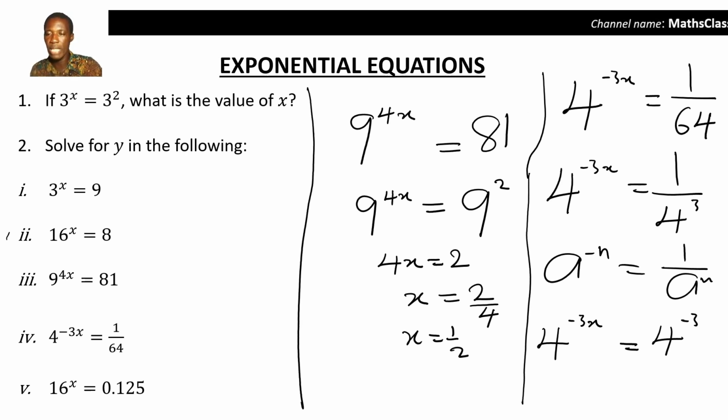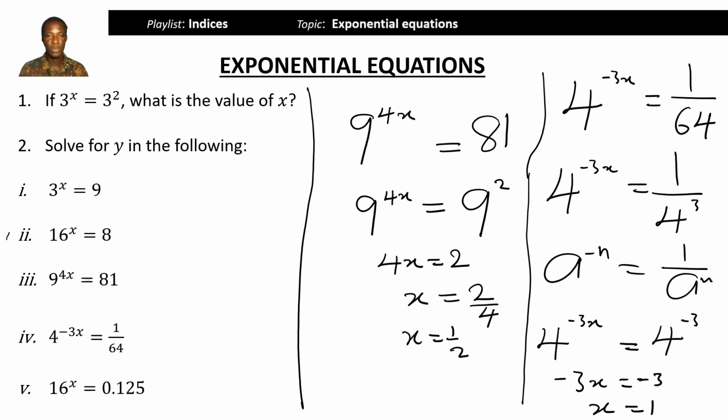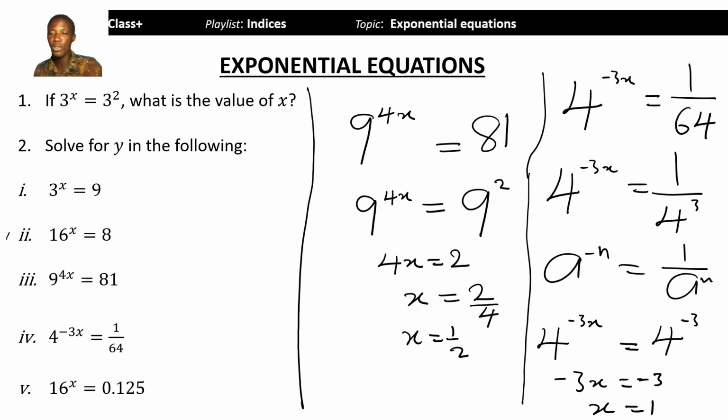So if the bases are the same and they are telling us that the two expressions are equal, then it means their exponents are equal. So negative 3x is equal to negative 3. And if I divide through by negative 3, I'll get x to be equal to 1. So that is it. I want you to try the fifth example.